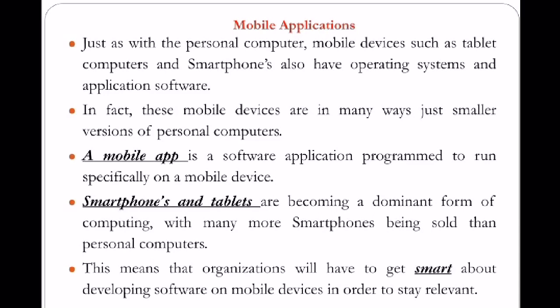Then, just like computer applications, we also have mobile applications. Just as with the personal computer, mobile devices such as tablet computers and smartphones also have operating systems and application software. A mobile app is a software application program designed to run specifically on a mobile device. So smartphones and tablets are becoming the dominant form of computing, with many more smartphones being sold than personal computers.